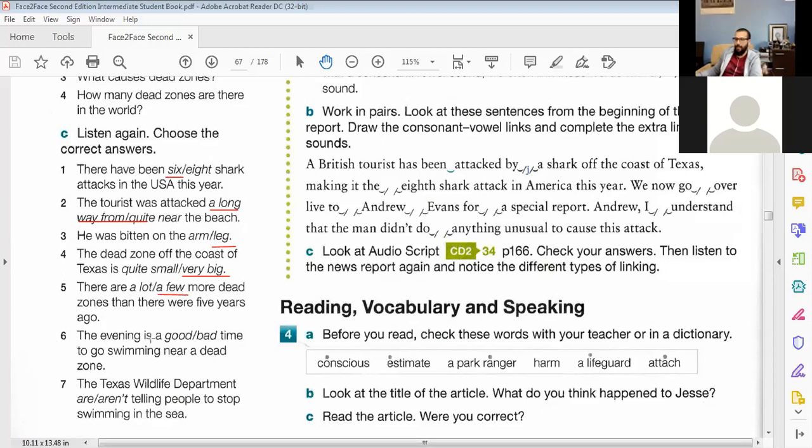And here it says the evening is a good time to go swimming near a dead zone, and the evening is a bad time to go swimming near a dead zone. Bad time. Okay. Number 7, it says the Texas Wildlife Department are telling people to stop swimming in the sea or aren't telling people to stop swimming in the sea? Yes, are telling. Okay. So now let's check these answers.